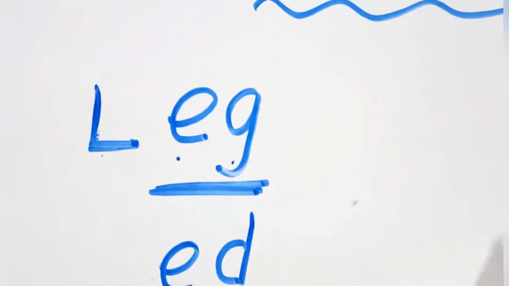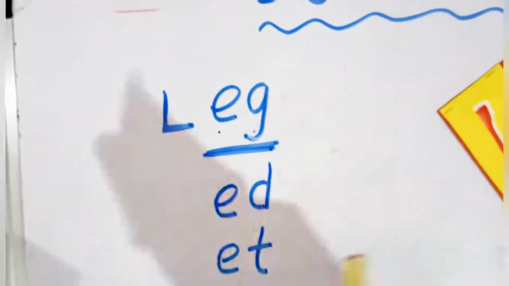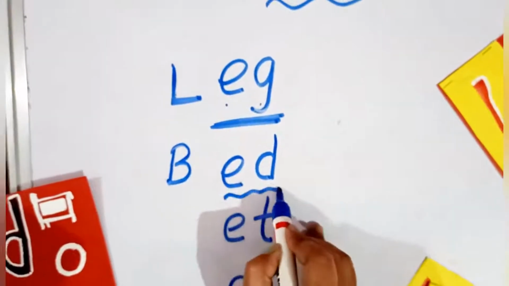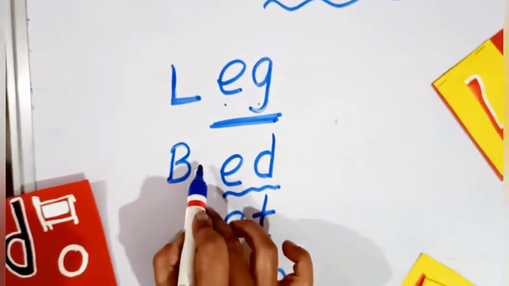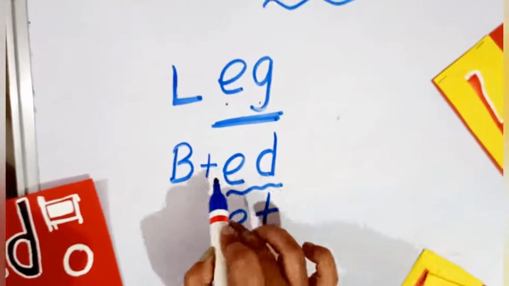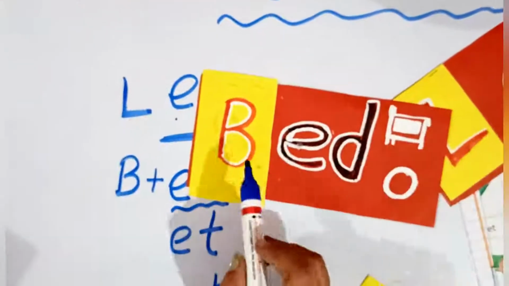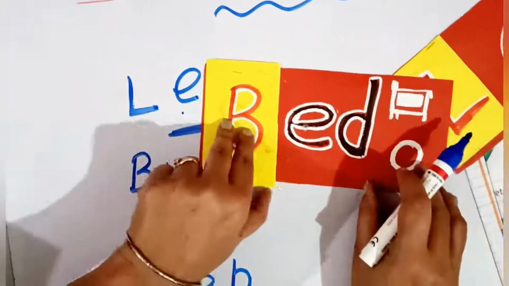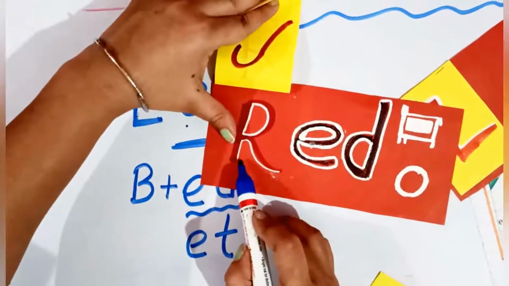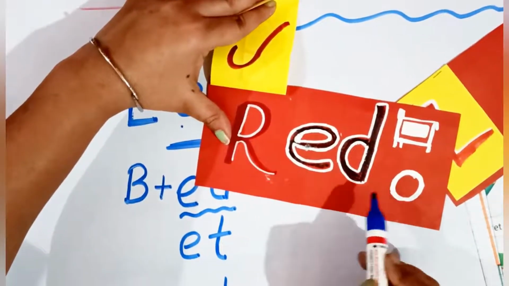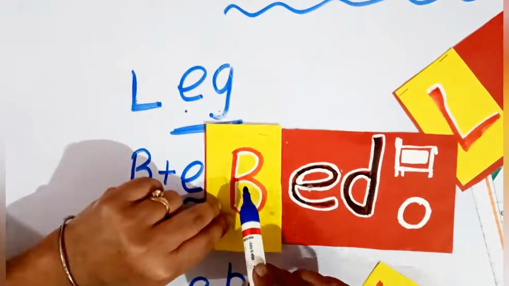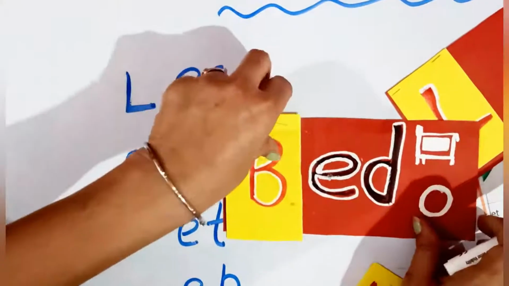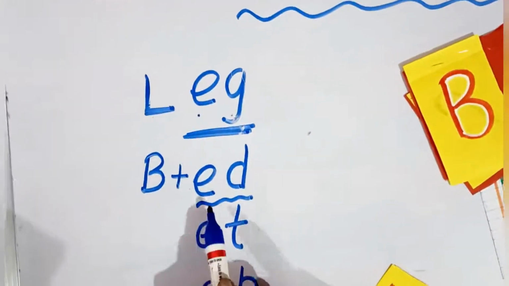Next one is the E-D word. If we write B before E-D, it is called bed. B, ed, bed. See, this is one bed. And what is this? R, ed, red. See, this is red color, na? Like this. B, ed, bed. R, ed, red. These are ED sound words.